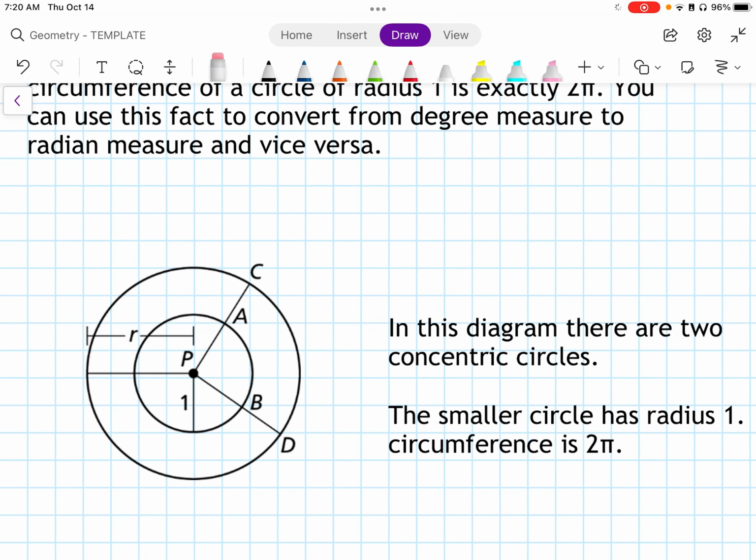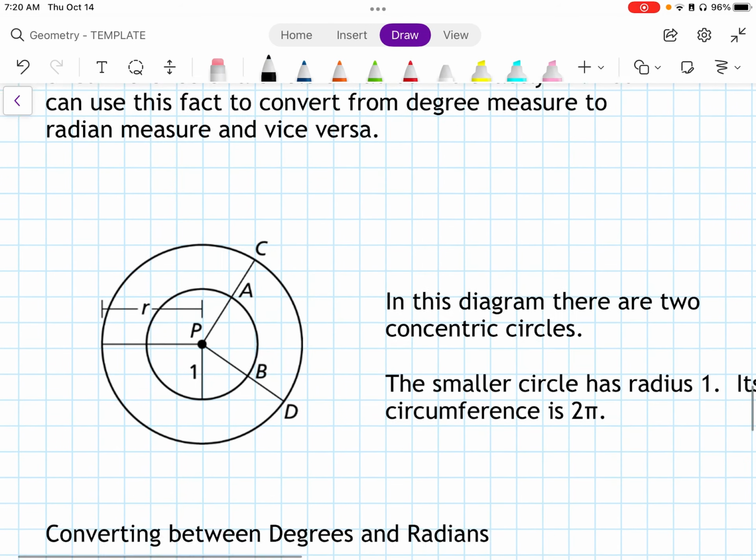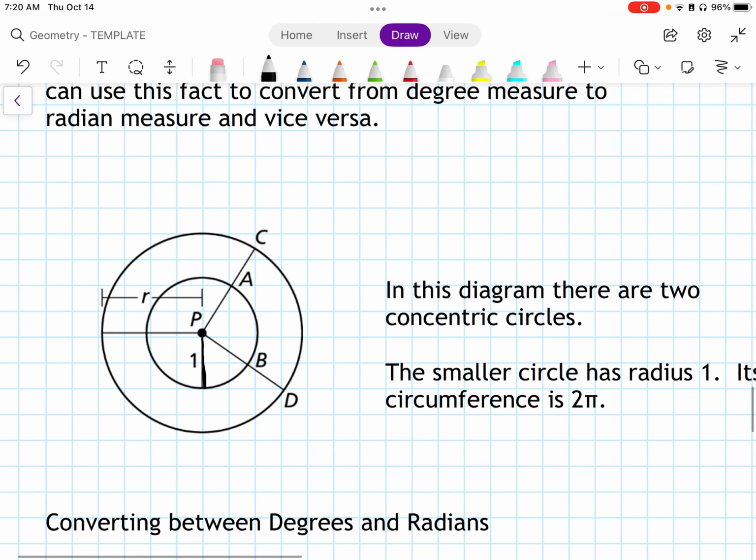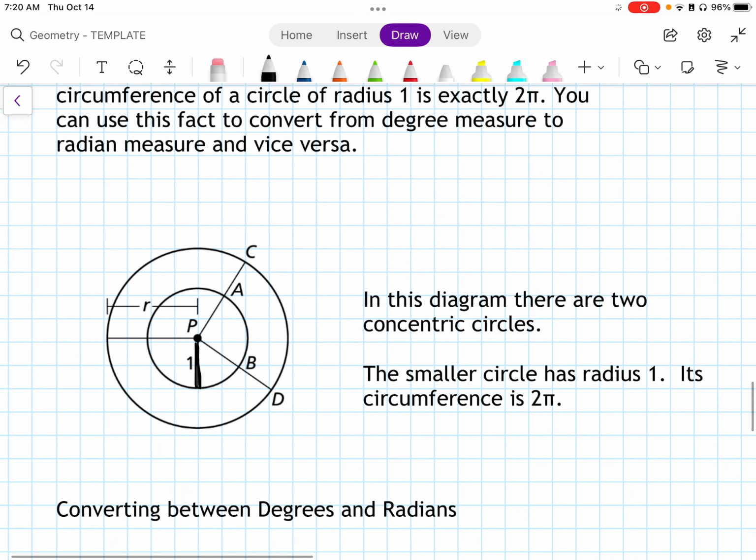So here we have a smaller circle inside, it has a radius of 1, and then we have the larger circle, which has a radius larger than 1, right? The smaller circle has a radius of 1 and its circumference is 2 pi, right? The formula for circumference is 2 pi radius, but if you plug in 1 for the radius, you get plain old 2 pi.